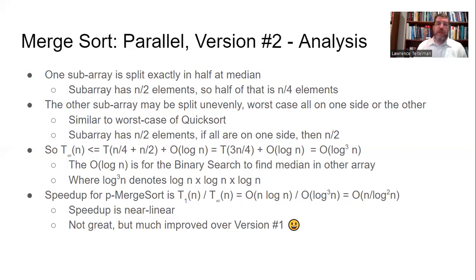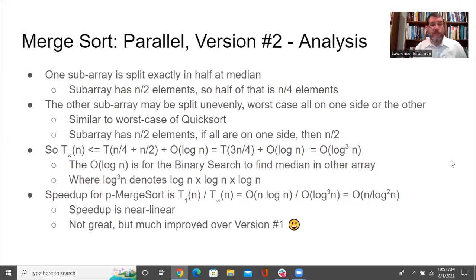So what is our speed up now? Once again, the same methodology applies. You take the time for one processor, divide it by the time for arbitrarily many processors. So we know the time for one processor, merge sort, is n log n. The time for arbitrarily many using this new approach is log cubed of n. So one of the log n's cancels. So we get n over log n, which is close to n. Okay, it's not quite n, but it's close to n.